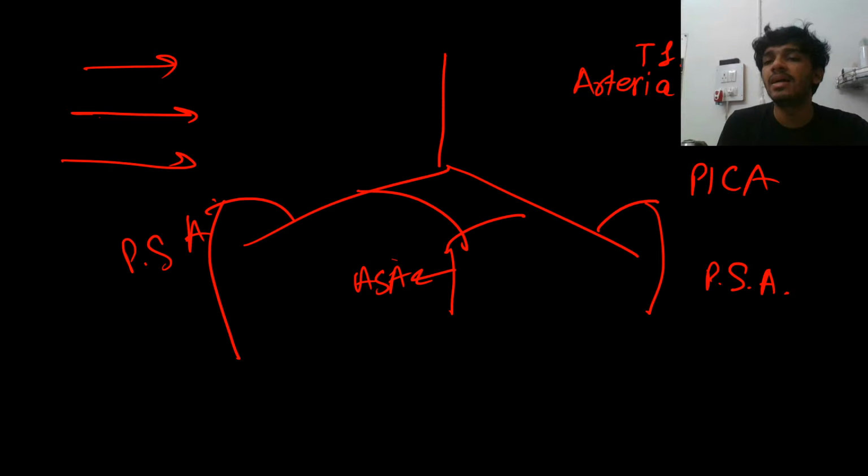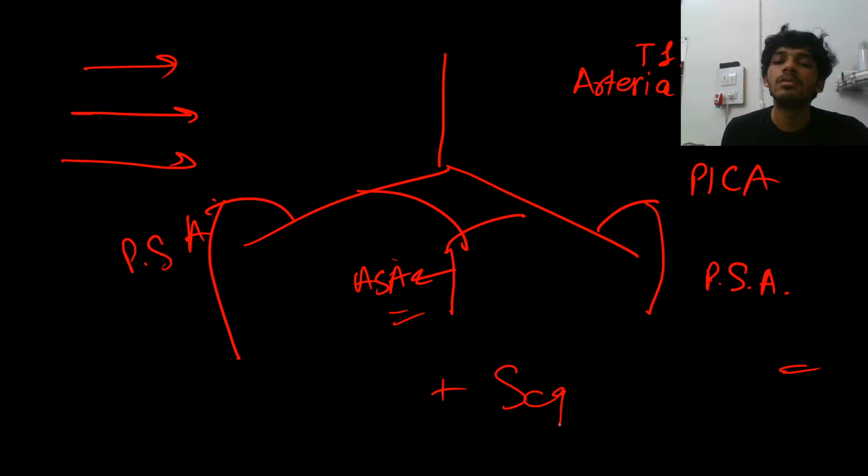Okay, this artery is an important one, among the segmental arteries, right? So you have segmental arteries, you have anterior spinal arteries, you have posterior spinal arteries, and this is the main supply of the spinal cord. Okay, there is also some venous drainage of it.